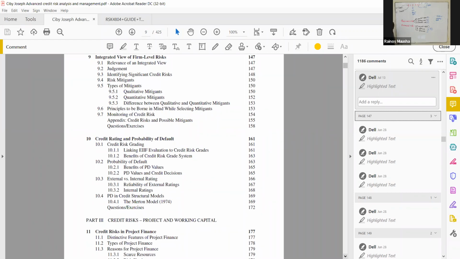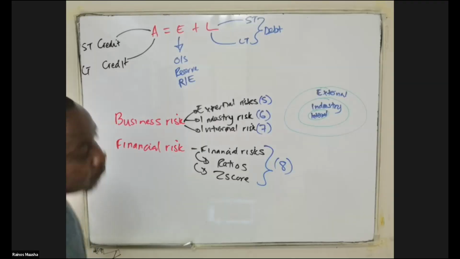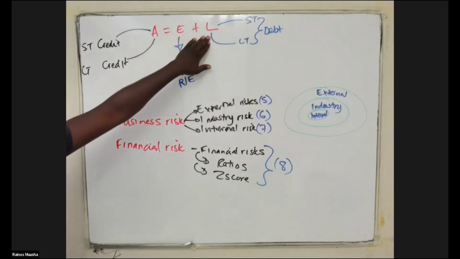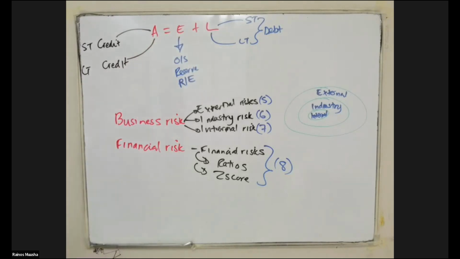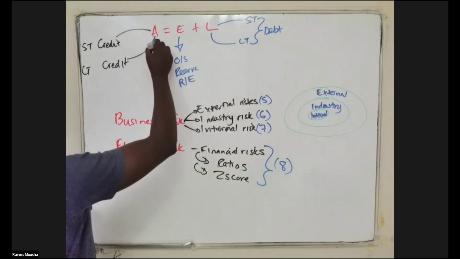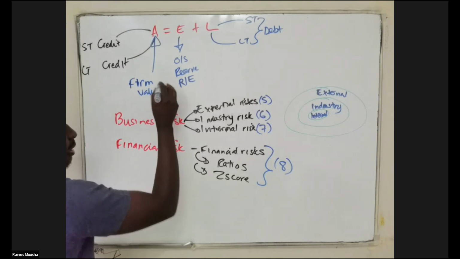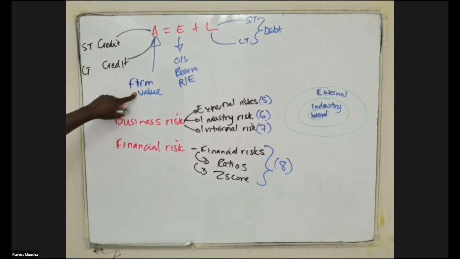Because remember, we know that when you look at the accounting equation, your assets are equal to equity plus liabilities. And what did we say? The goal of the firm is to maximize shareholders' wealth. And in pursuing maximization of shareholders' wealth, it means we need to maximize the value of the firm, right? So the value of the assets of the business is also your firm value.